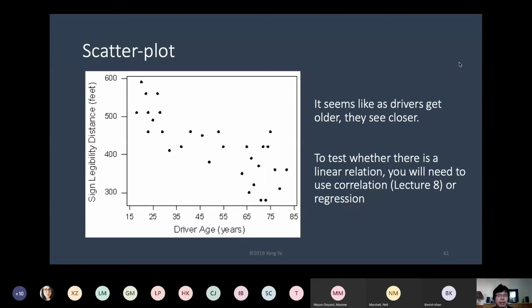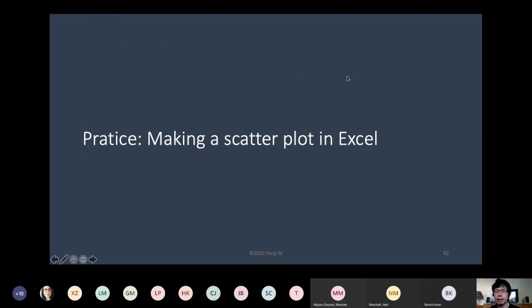To test whether there is a linear relation, you will have to use correlation or regression to actually test this seemingly linear relationship. But this gives us an idea of the direction and the extent of the relationship. So let's try to make a scatter plot in Excel using the data that we provided, and then we call it a day.